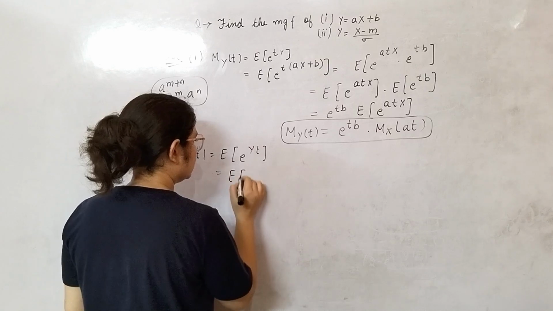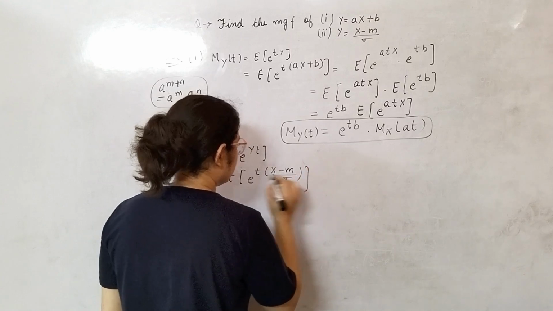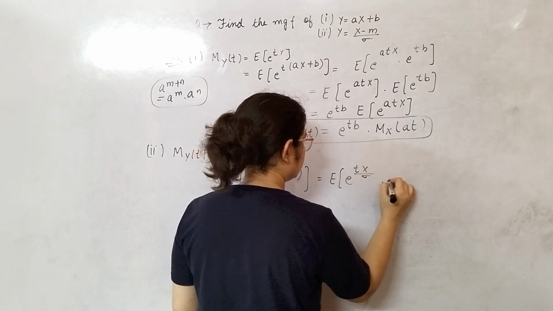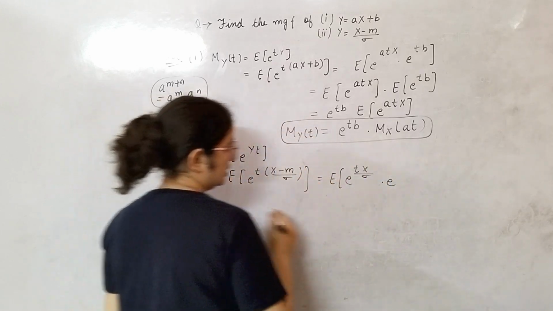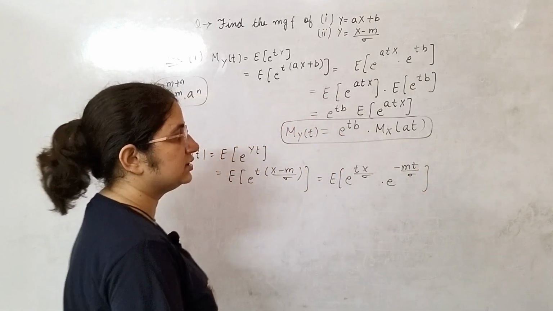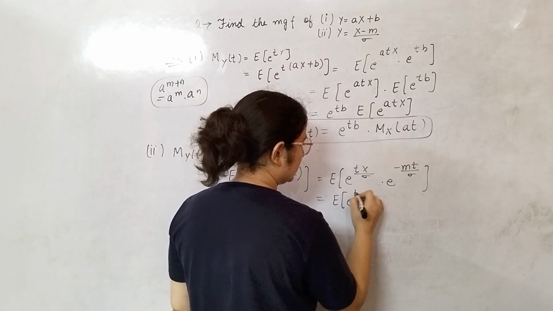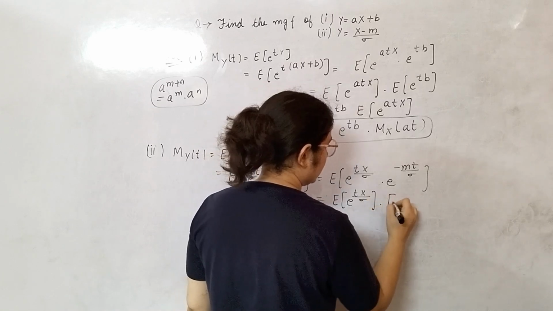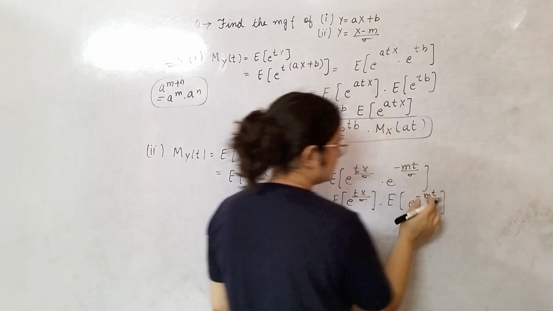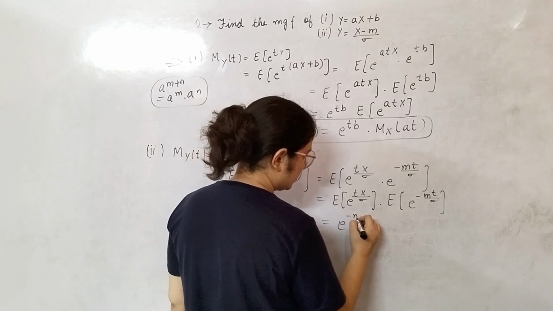Put the value of y here, e^t as it is. Y will be (x minus m) by sigma. This will be the expected value of e^(tx/sigma) into, directly using this formula here, e^(-mt/sigma). Again this is independent of the random variable x. Firstly we will use the multiplication theorem to separate the expectation, and then I will use the constant term formula. It is independent of random variable x, that means it is constant, so it will come out as it is from this bracket.